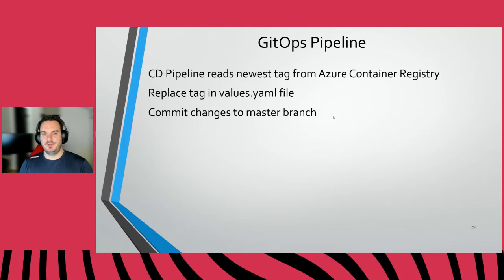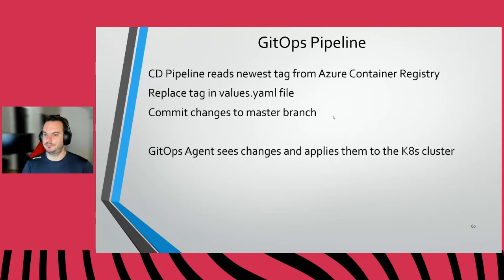And the last piece of it is to have a GitOps pipeline. In the project I was working on, we had a pipeline that was reading the newest tag from the Azure Container Registry. We just did this by filtering by date. Then we replaced the tag we just read in the values.yaml file in the Helm chart. And then we committed this change to the master branch. Then the Flux operator saw these changes, pulled them to the cluster, and applied them. And so we had the newest version running in our application.